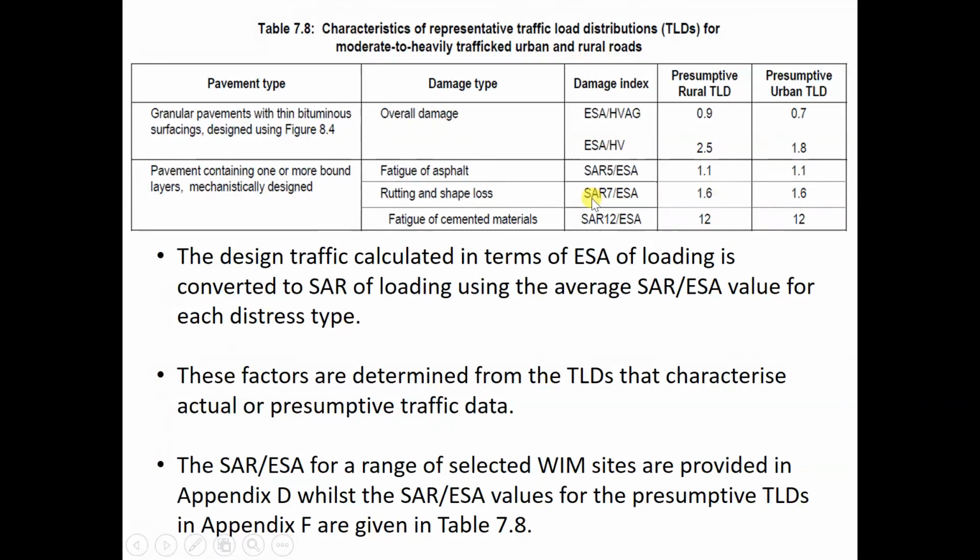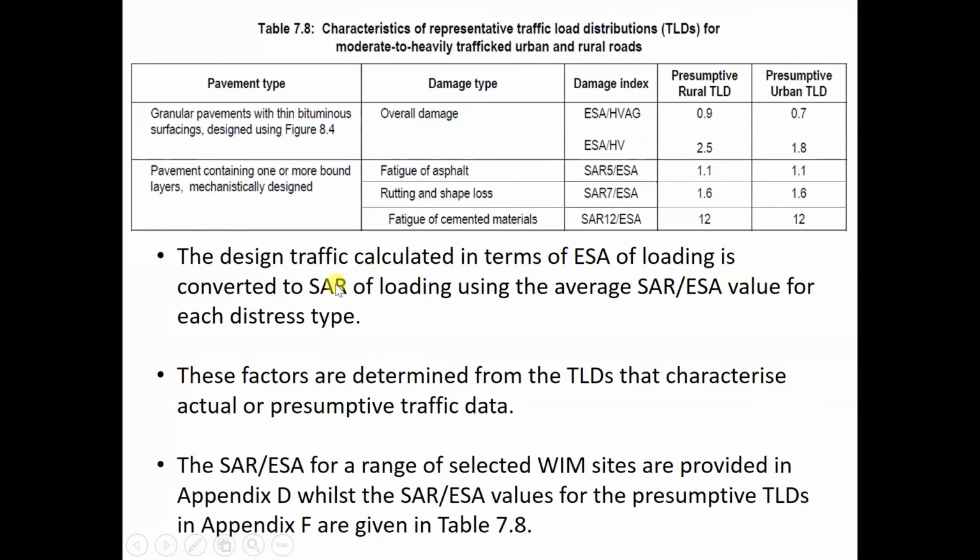But if you are using one or more bound layers, and then using a mechanistic approach, then actually you have to have different factors for different layers. So you got the ESA from this one, and then from the ESA you convert to the SAR, ESA to SAR, using these factors, 1.1. They are both the same, I think, for rural and urban.